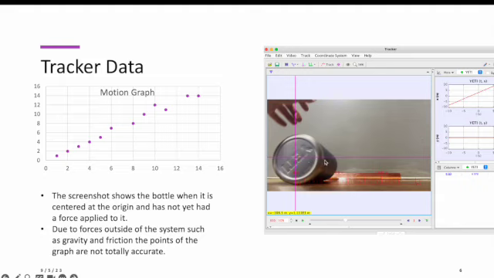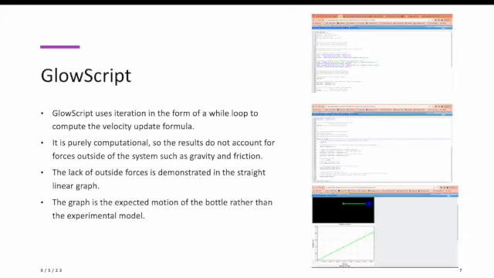Here you can see the video of me moving the water bottle. You can see the axis is centered at 0, 0, which is the center of the bottle, and the ruler at the bottom tracks the distance it goes. The graph over here shows it starts off pretty linear, but then it tapers off at the end because that's when friction and gravity start working on it. This is the Tracker, which is the observational portion.